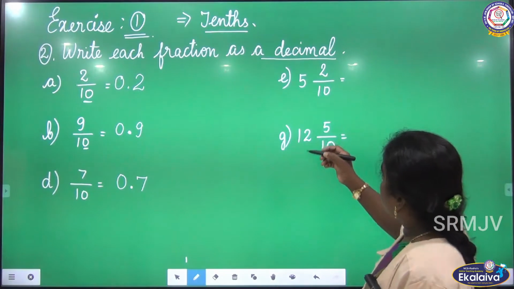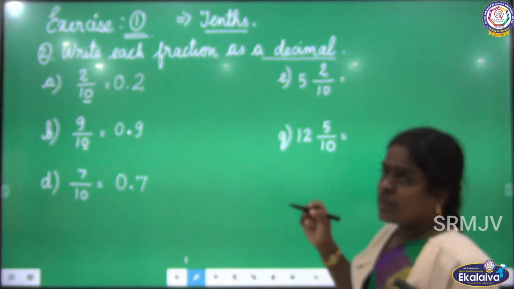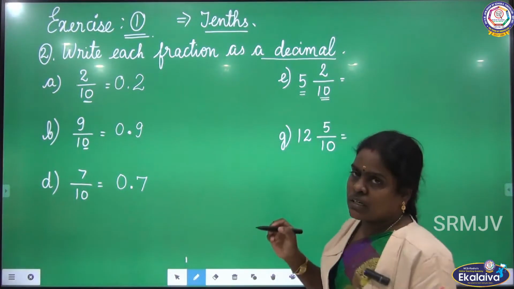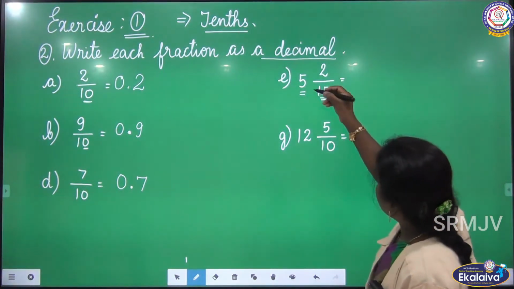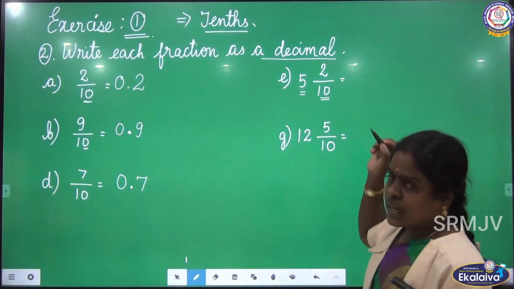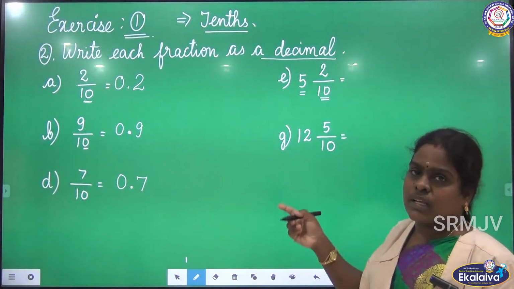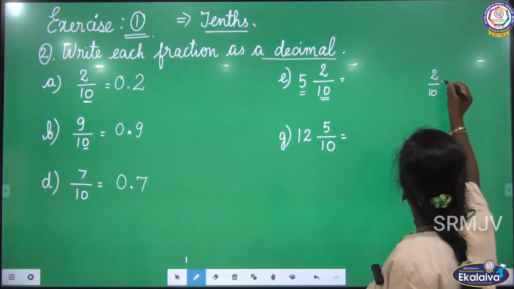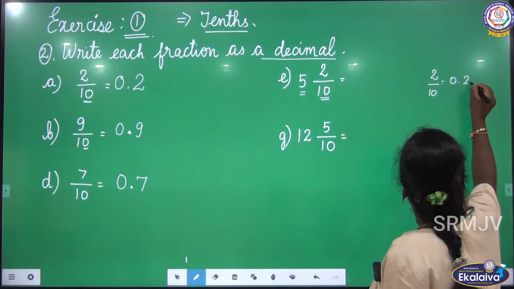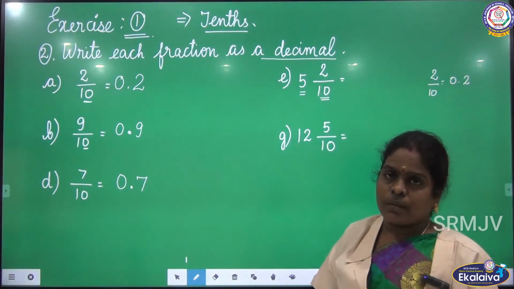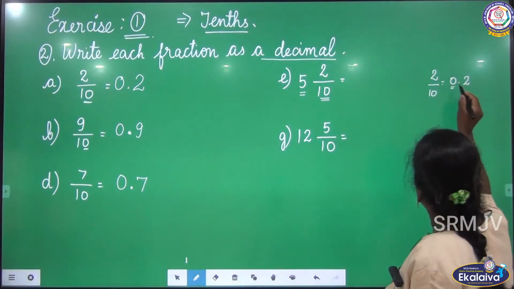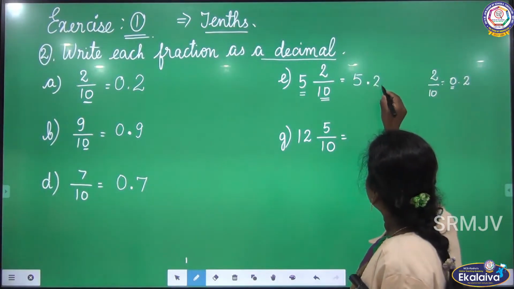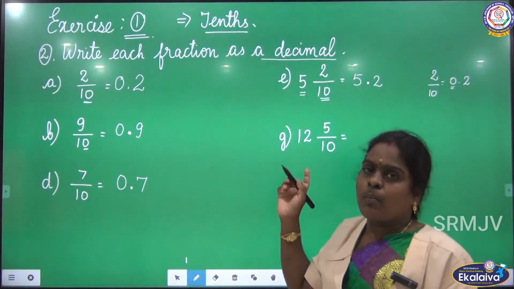Look at the next question, 5 2 by 10. Here 5 is a whole number and 2 by 10 is a fraction. So, first we are going to write down 2 by 10, the given fraction, into the decimal. So, 2 by 10 is 0.2. Children, here we have a whole number. So, instead of 0, we are going to write 5 in the whole number part and 0.2. So, the answer is 5.2.